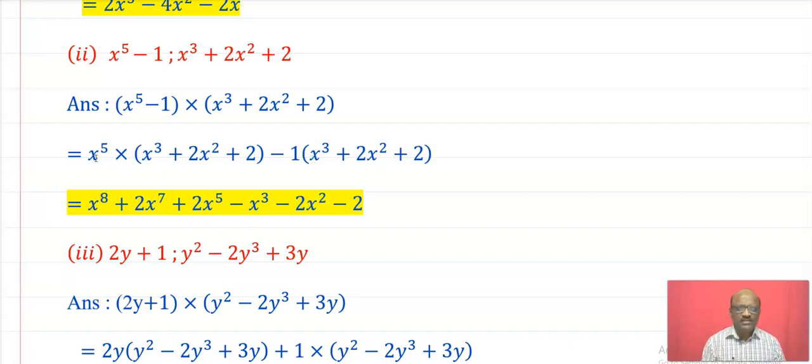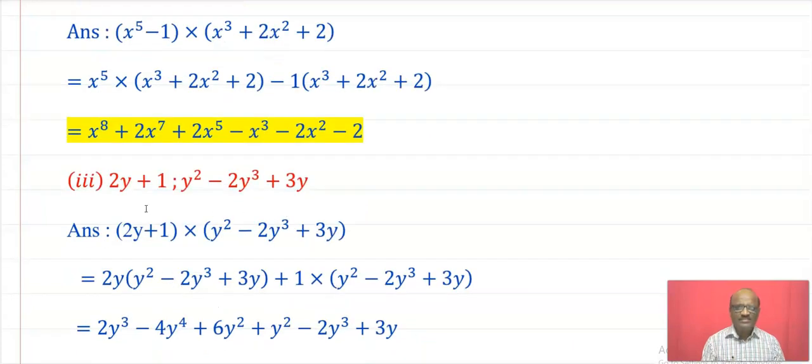Now see this here. First is x raised to 8, 2x raised to 7, 2x raised to 5, minus x cube minus 2x square minus 2. And in this way, that is x raised to 8 plus 2x raised to 7 plus 2x raised to 5 minus x cube minus 2x square minus 2. All the terms are different here.